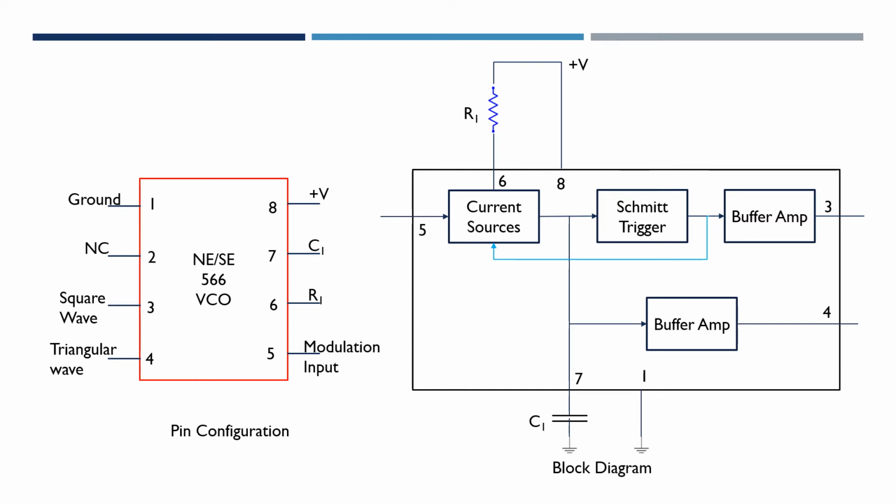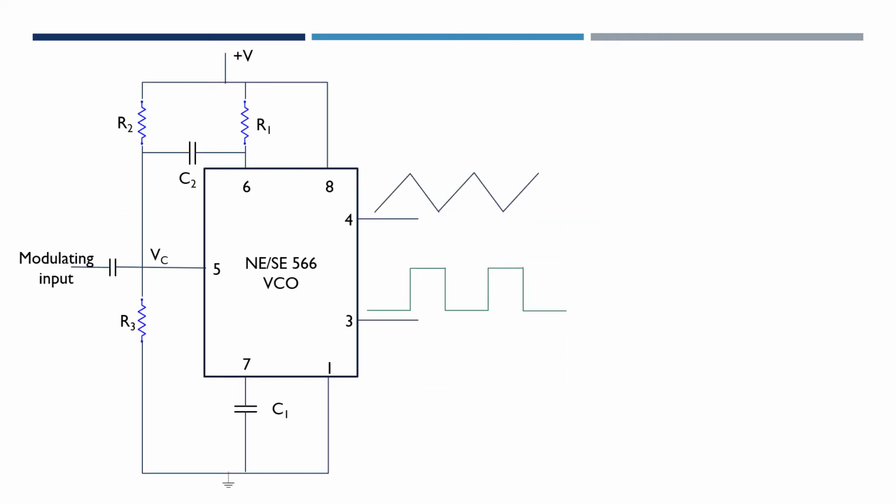Now seeing the connection diagram of this IC. In this connection diagram we connect all the external components: the resistance R1 and the capacitance C1, which are connected at pin number 7 and 6. Pin number 8 is connected to plus V, and additionally there are other components used, that is the resistance R2, capacitance C2 and the resistance R3. At pin number 5 the control voltage is applied, and at pin number 4 and 3 the triangular wave is obtained at pin number 4 and the square wave is obtained at pin number 3.